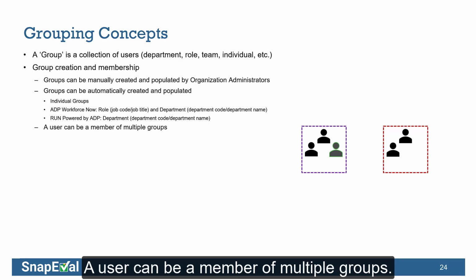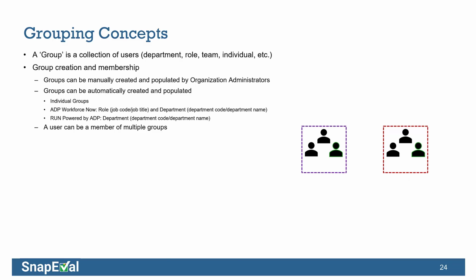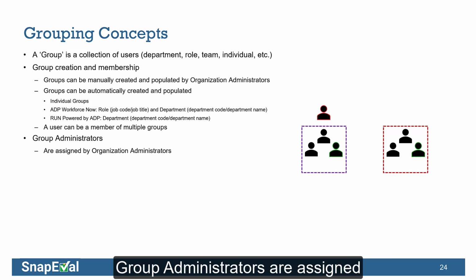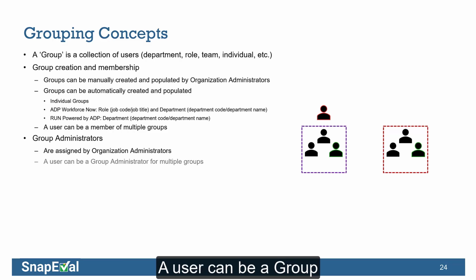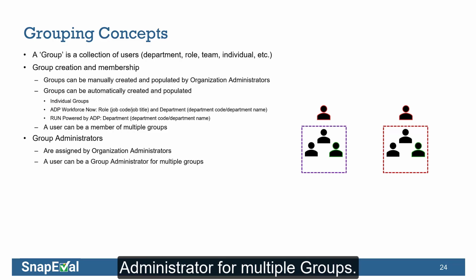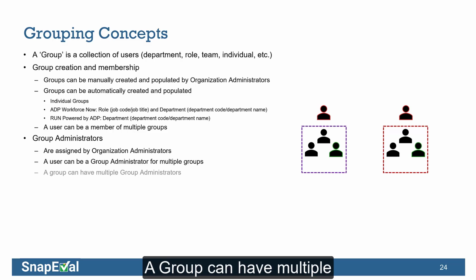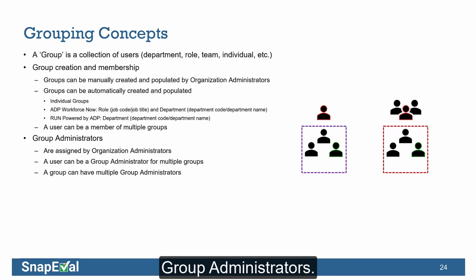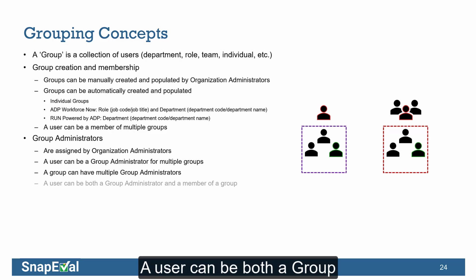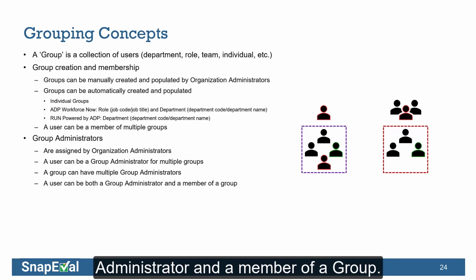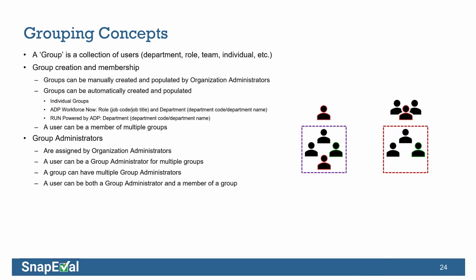A user can be a member of multiple groups. Group administrators are assigned by organization administrators. A user can be a group administrator for multiple groups. A group can have multiple group administrators. A user can be both a group administrator and a member of a group.